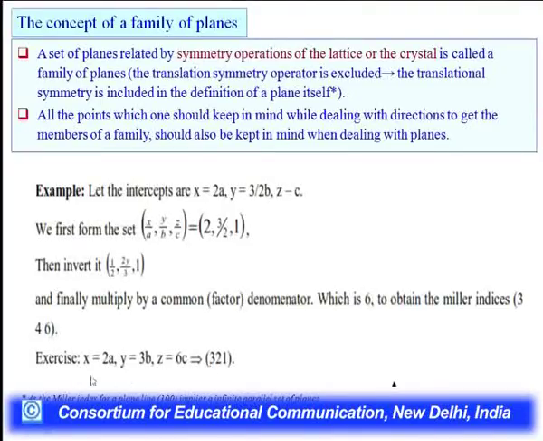Now this exercise can also be done with x equal to 2a, y equal to 3b and z equal to 6c. Again we take the reciprocals, which will be 1/2, 1/3, 1/6. Then we take 6 as the denominator. Here we have 3, then 2, then 1. It means the Miller indices for this plane, which intercepts at 2a, 3b and 6c, will be 3, 2, 1. The Miller indices for a plane like 100 imply an infinite parallel set of planes.